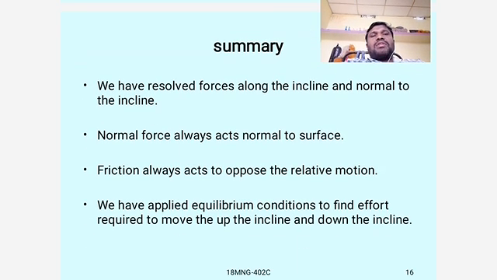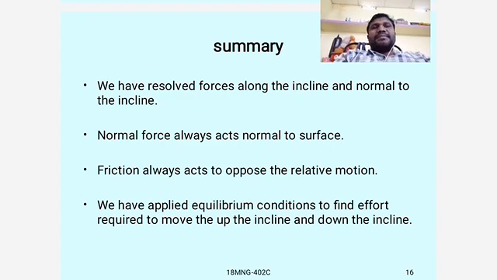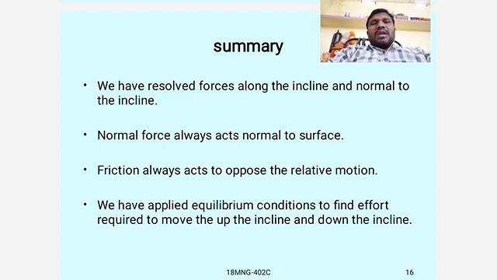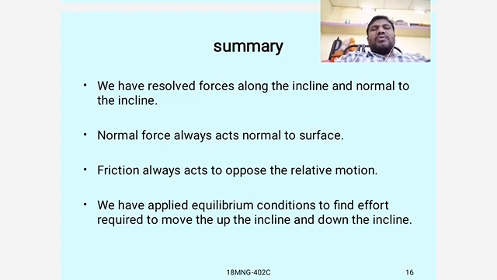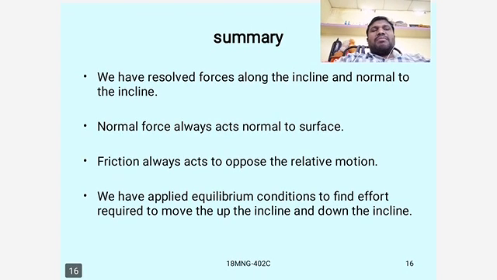Summary. We have resolved forces along the inclined plane and normal to the inclined plane. Normal force always acts normal to the surface. Friction always acts to oppose the relative motion.